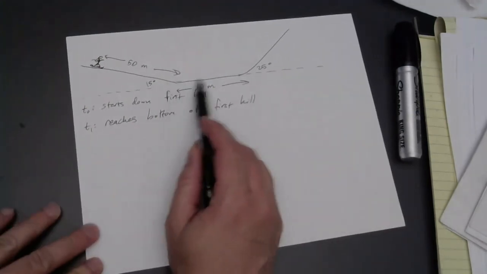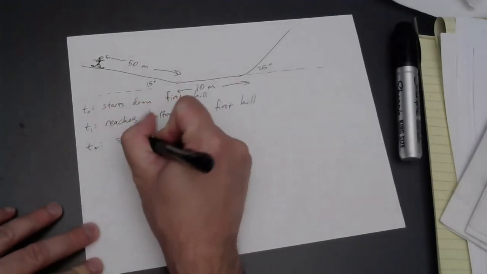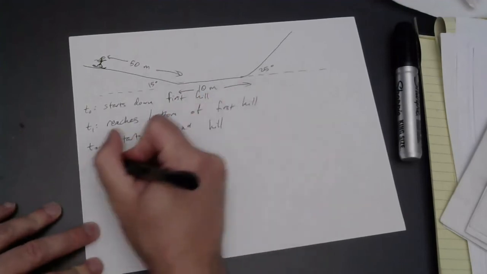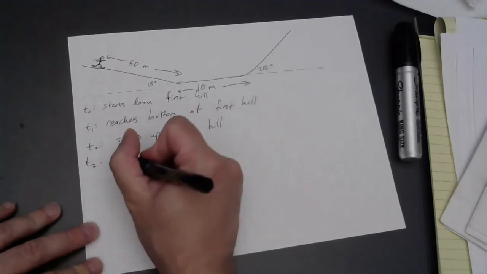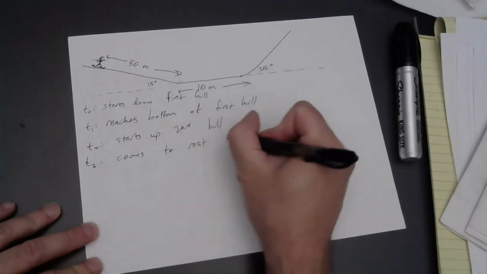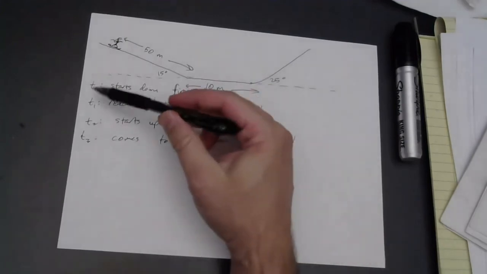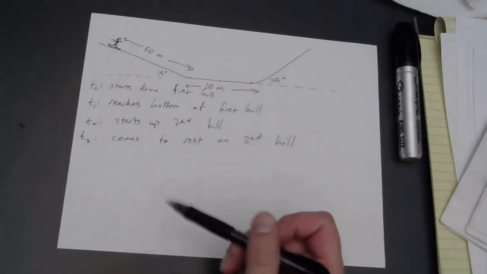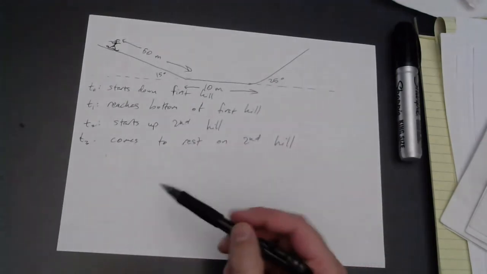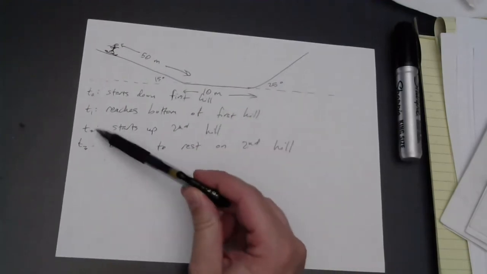So T1, she gets here. I might as well call this T2, when she starts up the second hill. And lastly, T3 would be when she comes to rest before sliding back down on the second hill. And because of my choice of subscripts, I don't think I actually need to write something like x0, the position at time 0. That's understood. Any quantities that have matching subscripts, we understand that those are quantities pertaining to those times.